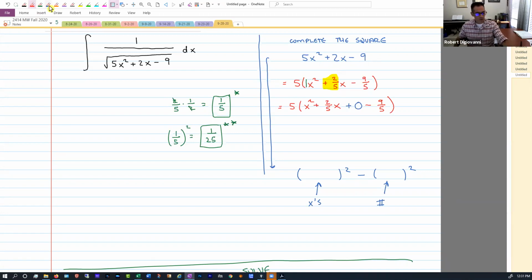But that 0 on the next line is going to be written in a very clever way. We're going to rewrite it using that second special number. So instead of writing +0, I'm going to write +1/25 and then -1/25. That's still 0, isn't it? And then I still have here -9/5. Hidden 0.